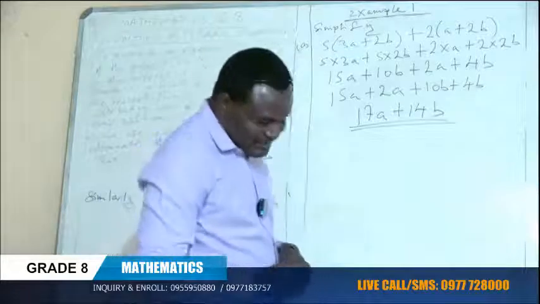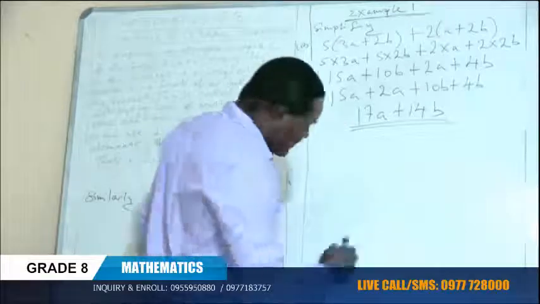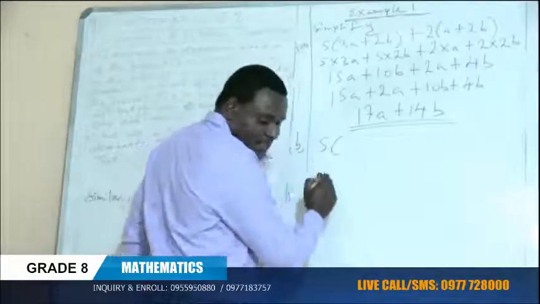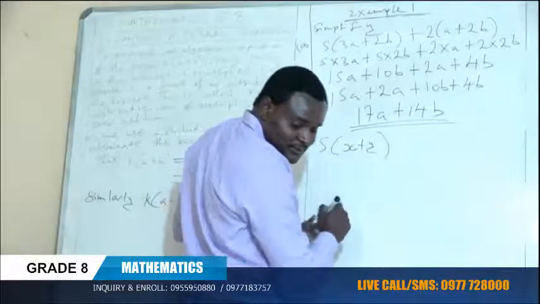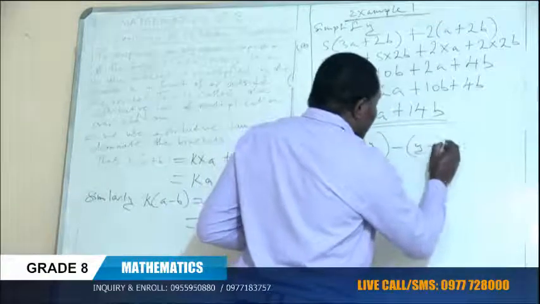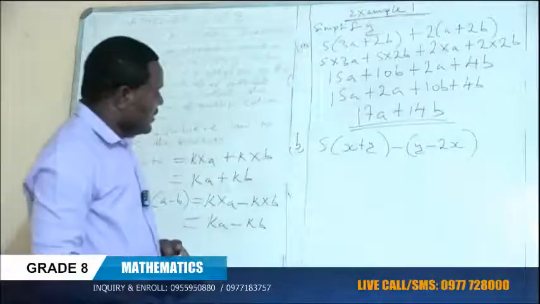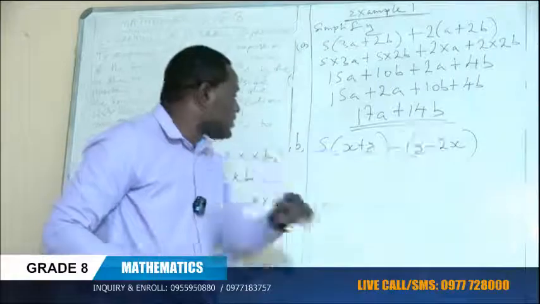Let's go to the next part as my second example: 5 times x plus y, minus y minus 2x. This is our second expression, and we have been told to simplify this one.